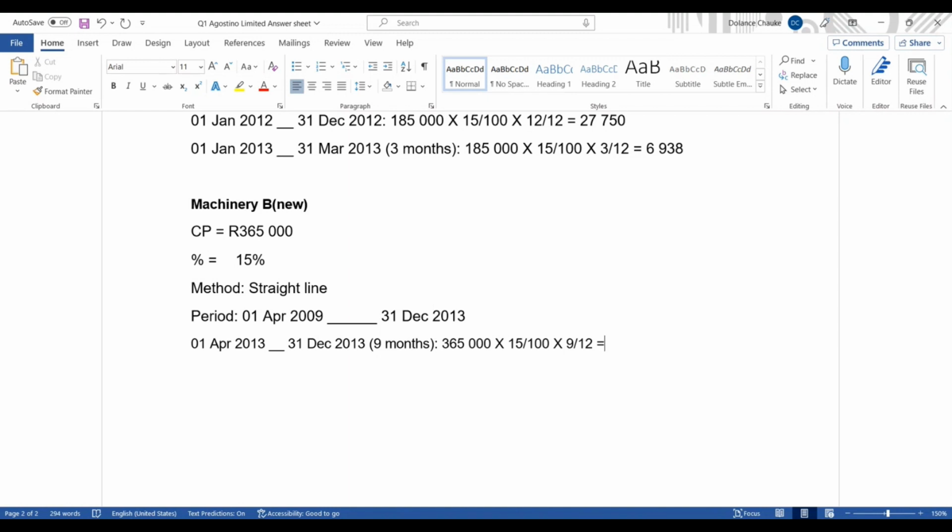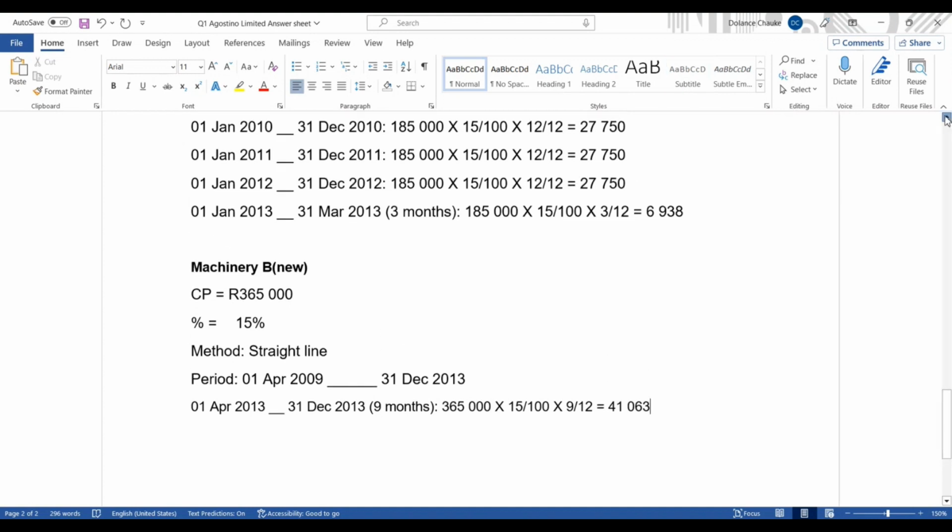How much is the depreciation for the new machine? It's 41,063. Always just round off. Every time when you get 0.5 something, you round off, either down or up, depending. Are you following? Yes. Okay, that's great. So now let's go back and complete our work.